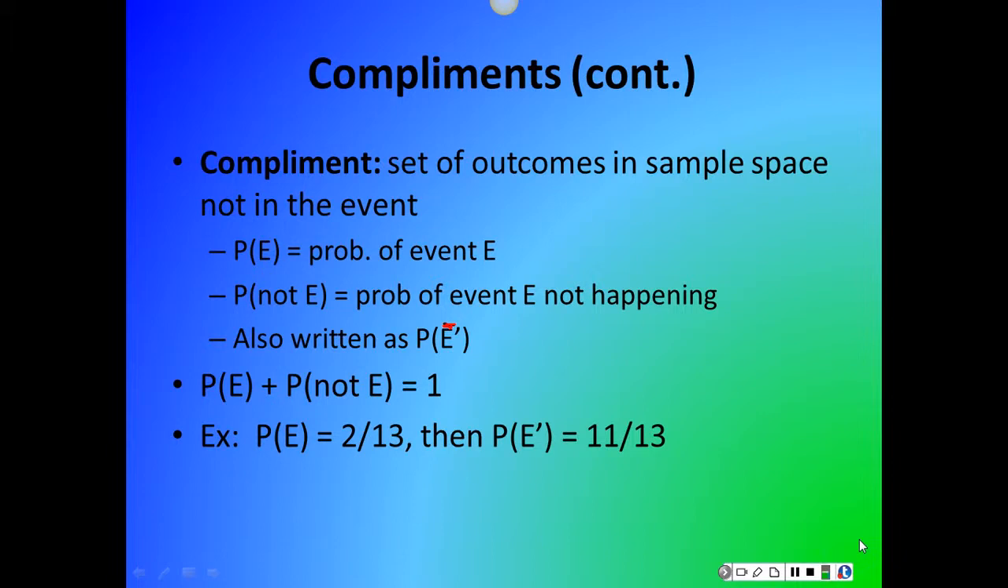So again, the probability of E and then the probability of the complement is going to add up to 1. So for example, if the probability of event is 2 out of 13, then the probability of the complement is 11 out of 13.